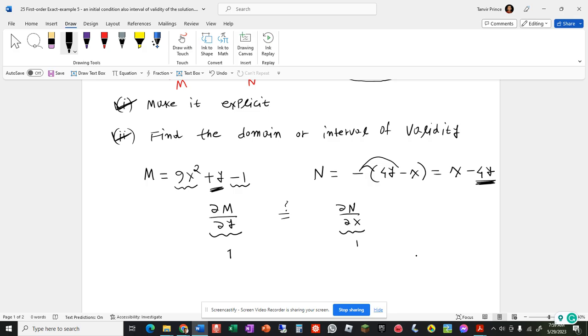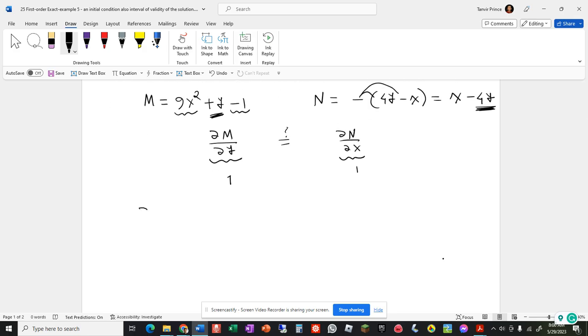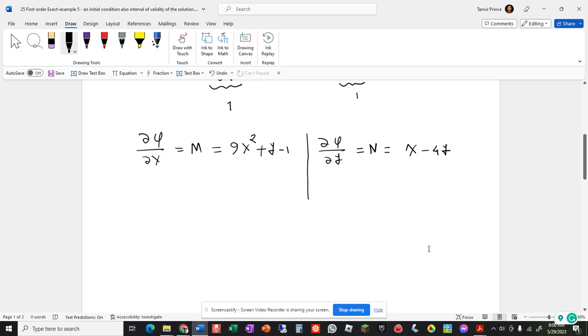So let's try to find the potential function. So you start by writing the partial of phi with respect to x is M. In this case, the M is 9x squared plus y minus 1. And the partial of phi with respect to y is N, which is x minus 4y. So we will use the way number 3 from example 1. So make sure you watch it if you have not watched this before.